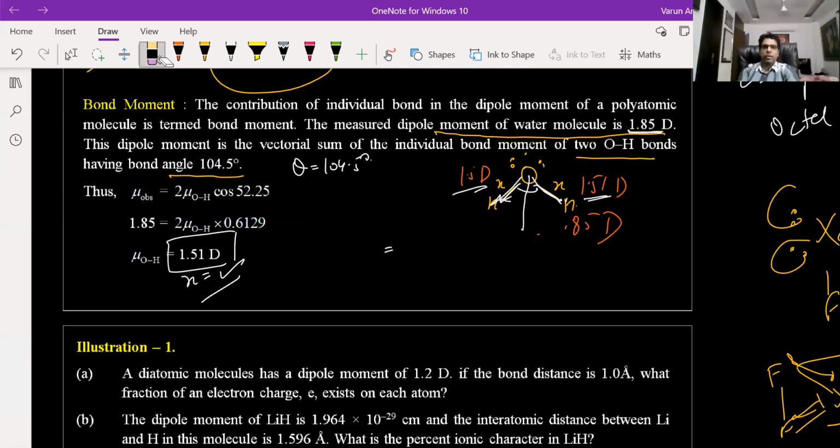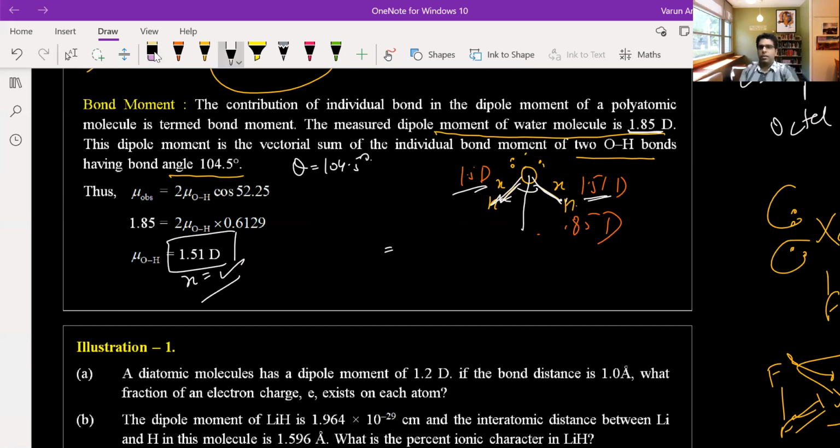So what is given in the question basically? The net dipole moment of the water molecule. So for the water molecule, the dipole moment is given, that is 1.85 debye. And the question is asking, the dipole moment is a vectorial sum of the individual bond moments, so I have to find out the dipole moment of the individual OH bond. So let the dipole moment of the individual OH bond be x.